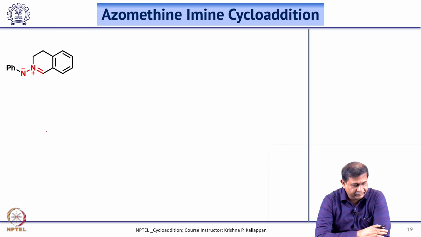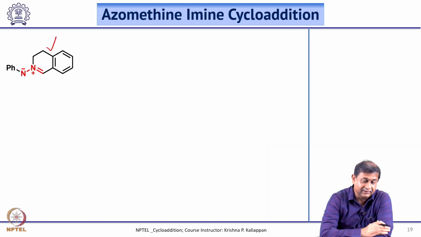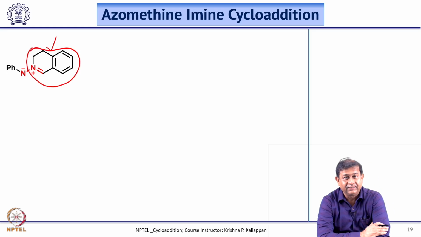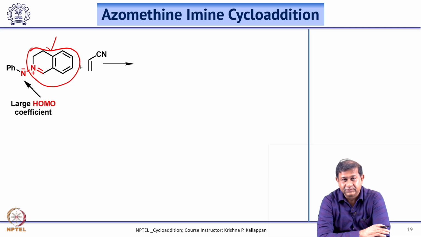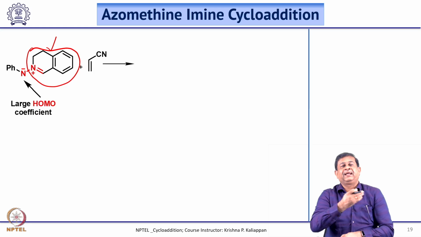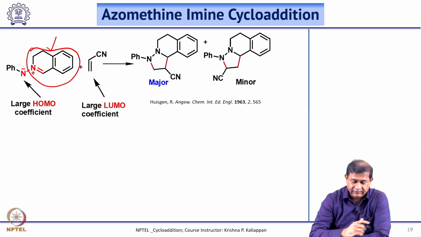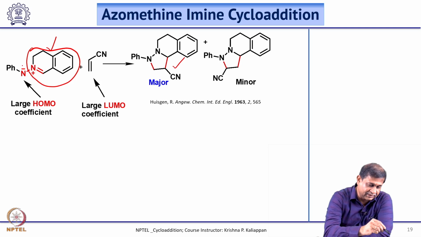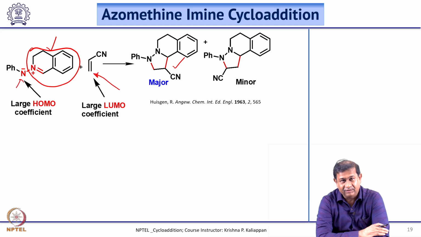Then one can also make an azomethine imine like this. If you have a closer look at this compound, this is nothing but a dihydroisoquinoline unit. And this azomethine imine can easily undergo 1,3-dipolar cycloaddition with alpha,beta-unsaturated compounds like acrylonitrile to form this as the major product. This is easily explainable because of the large HOMO coefficient of this nitrogen and the large LUMO coefficient of the beta carbon of the dipolarophile.